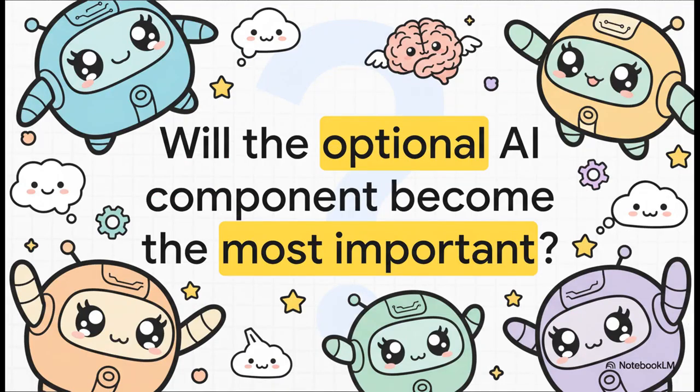So there you have it. Nailing these 4 components is without a doubt the key to acing any exam question on decision support systems. But here's a final thought to leave you with, something to chew on after the exam is done. We called that knowledge-based component optional, but as AI gets more and more powerful, you have to wonder, right? Will that optional piece soon become the most important one of all? It's a really interesting thing to think about.